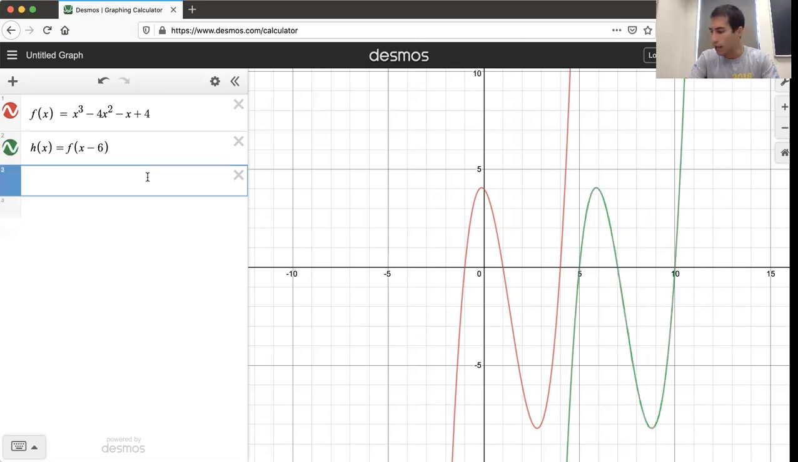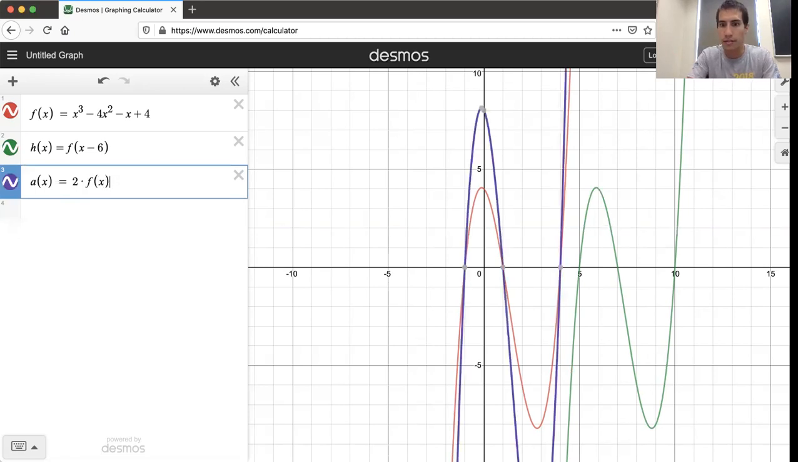Okay, so now let me talk about stretches. I'm going to define another function. Let me call it a of x, and this is going to be defined by, let's say, 2 times f of x. And what's happened here, it looks like the function has been stretched vertically.